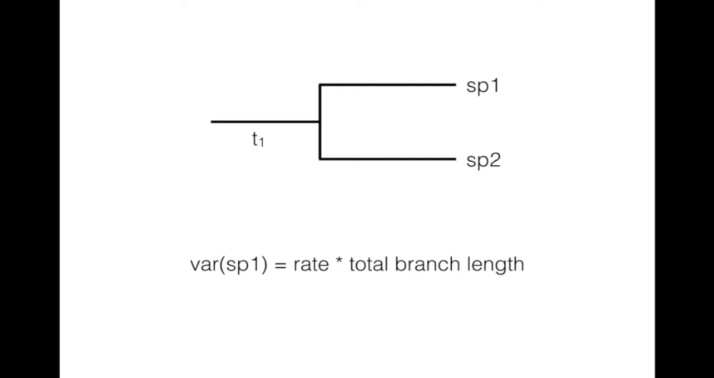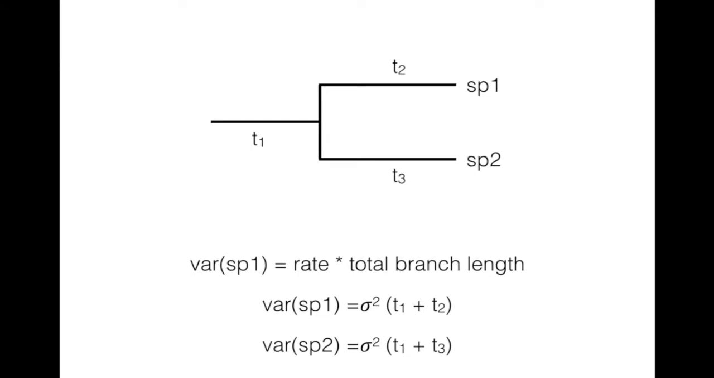The variance of species 1 is the rate of evolution times the total branch length from the root of the tree to that tip. In this case, T1 is the length of the common ancestor, T2 is that branch leading to species 1, and so the variance of species 1 is sigma squared times T1 plus T2. Similarly, the variance of species 2 is sigma squared times T1 plus T3. What we have here then is a covariance between the two species and a variance for each species.